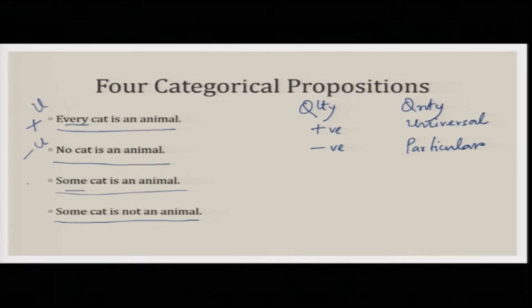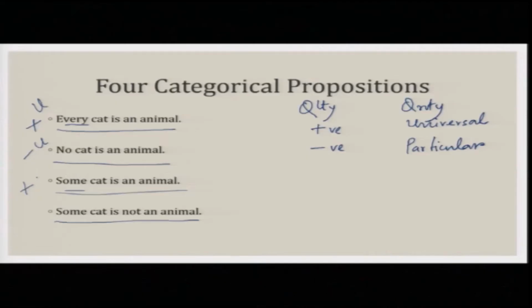So this is affirmative when I say some cat is an animal, because it is positive; it doesn't have any no in it. At the same time, the quantity is particular, because I am not talking about all cats. The entire group of cats is not my concern. My concern is just some cats, which means at least one cat. Maybe I am talking about one cat or 5 cats, but I'm not including all cats in this group.